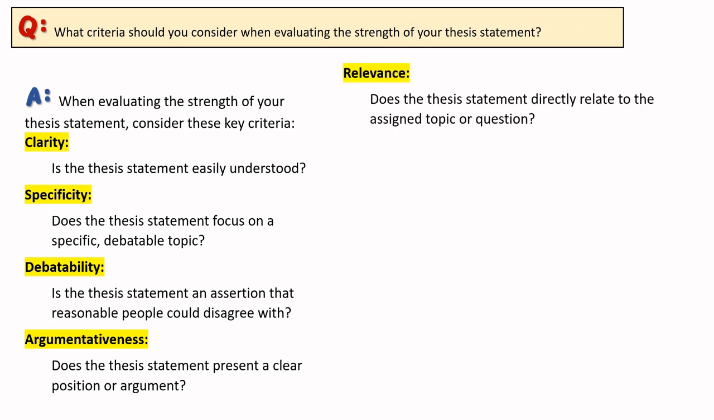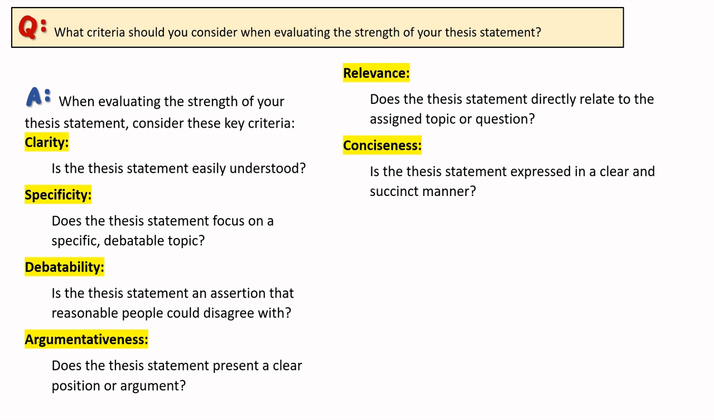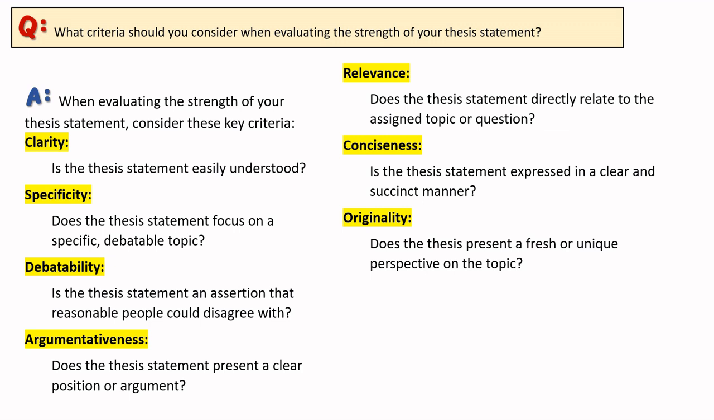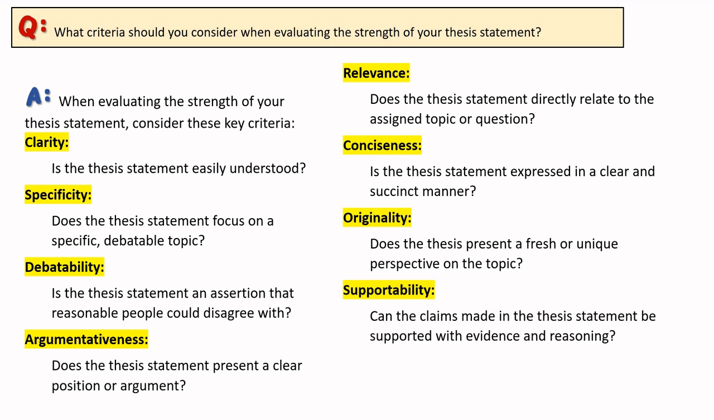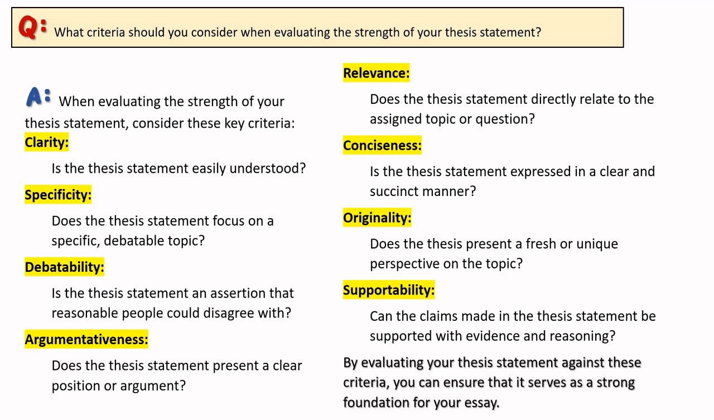Relevance. Does the thesis statement directly relate to the assigned topic or question? Conciseness. Is the thesis statement expressed in a clear and succinct manner? Originality. Does the thesis present a fresh or unique perspective on the topic? Supportability. Can the claims made in the thesis statement be supported with evidence and reasoning? By evaluating your thesis statement against these criteria, you can ensure that it serves as a strong foundation for your essay.